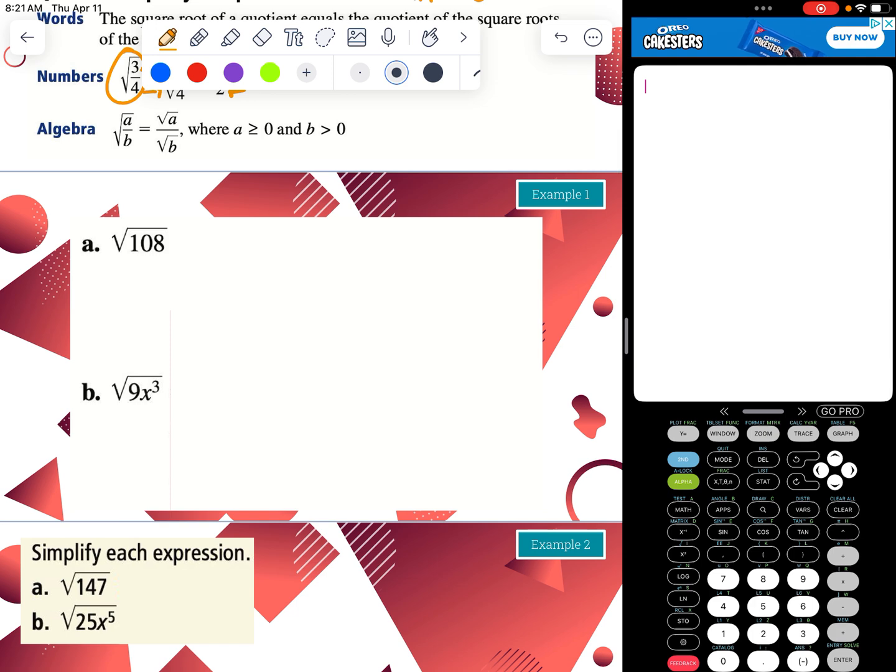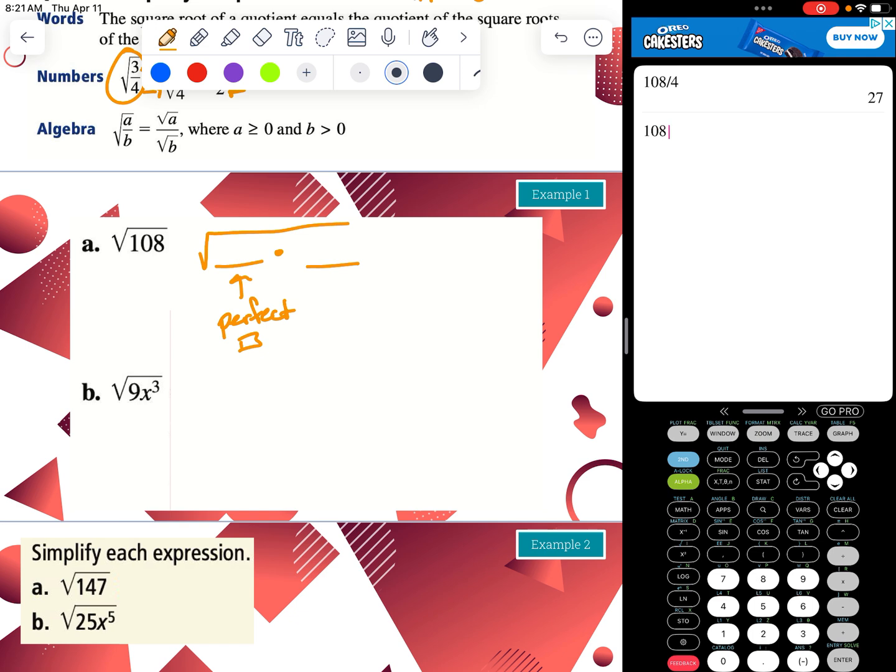So in letter A, they're going to give us a problem where we need to simplify the square root. We need to break it down into 2 numbers that we can multiply, where one of those numbers is a perfect square. I could find any perfect square, but I want to find the largest perfect square that goes into 108. So I'm going to start with 108 divided by 4. Okay, that worked out. Let's see if there's a bigger perfect square.